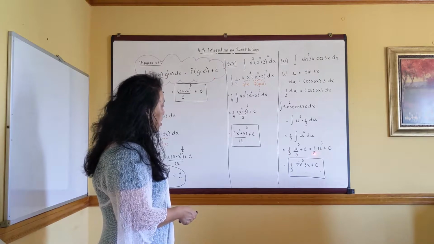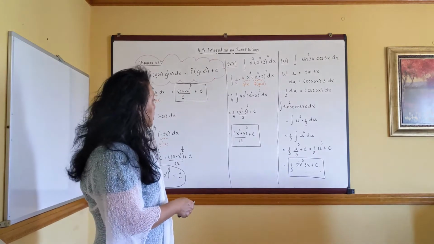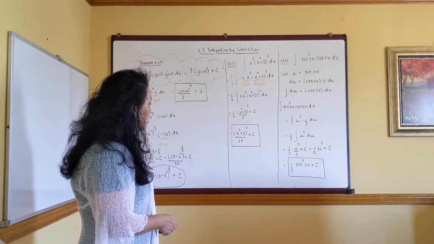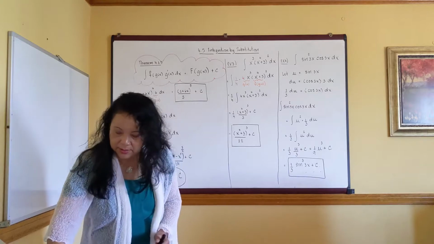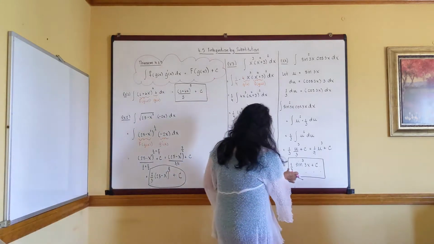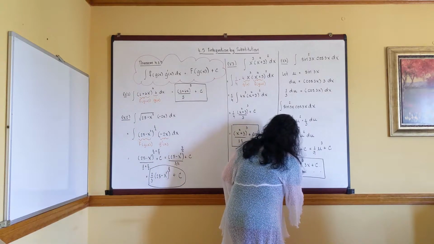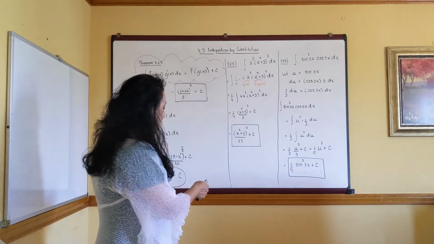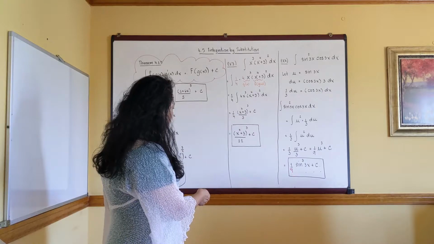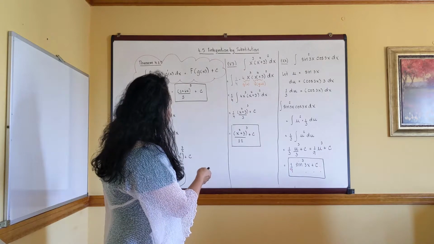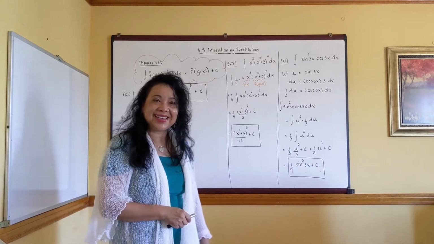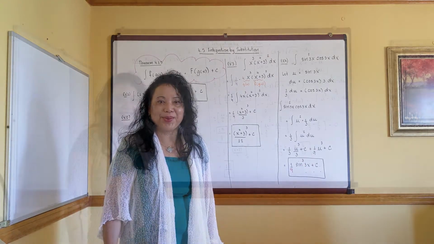3 times 3 is 9. I can't stop here because the original is not in u. We have to substitute it back. So I made a mistake. This should be 1/9 from here. Alright, so it's 1/9. My u is sine 3x, so it's 1/9 sine cubed 3x plus C. Alright, let's look at the next example.